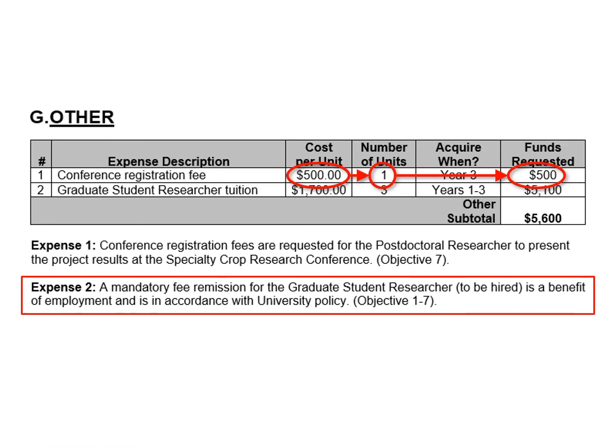In this example, there are two expenses. As with the other categories in the budget narrative, multiply the cost per unit times the number of units needed to determine the amount of funds requested. The justification explains why the costs are needed and how they relate to the project objectives.